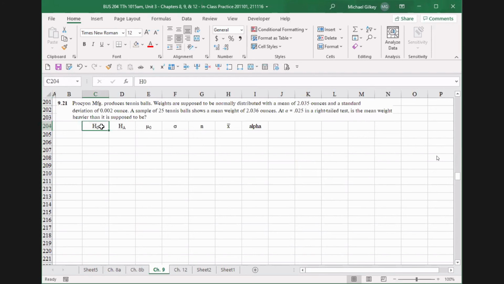Okay, so who wants to take a shot at giving me either the null or the alternative? Anybody want to take a shot at giving me either the null or alternative hypotheses? I'll try the alternative. Is it that x bar is greater than 2.035? Okay, almost. You know what you did wrong there? We're not hypothesizing about the sample mean.